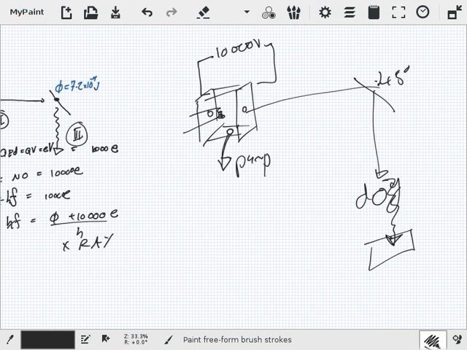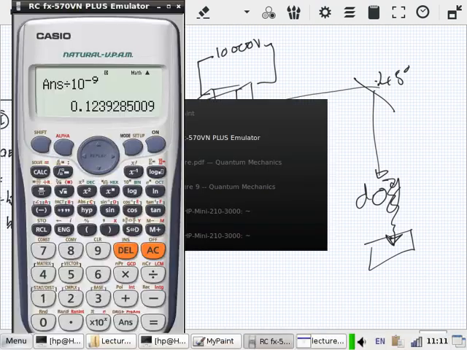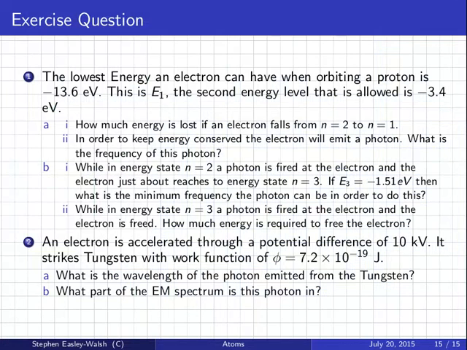Okay. I think is that it for that one? Yeah. Wonderful. If you do make an X-ray machine at home, please tell me how you get on.